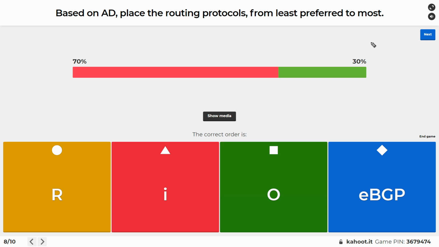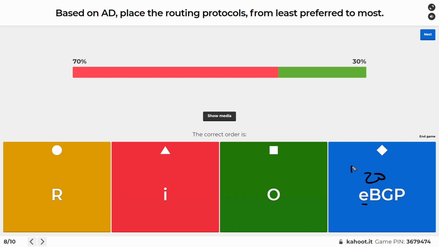Let's go ahead and take a look at why this is the correct order. What I would do to approach this is say, well, what do I know? If we're solving a math problem, like trying to find the value of x, we start with the constants that we know. So for these protocols, I know external BGP has an administrative distance of 20 for routes learned via external BGP.